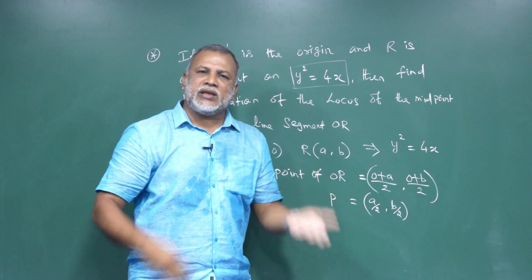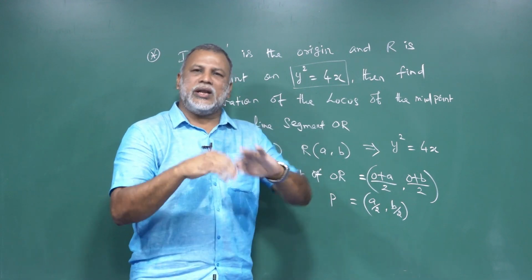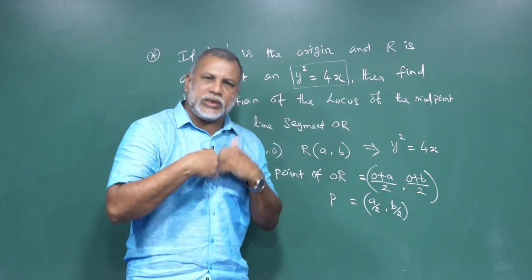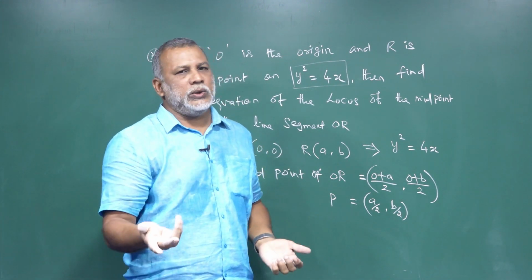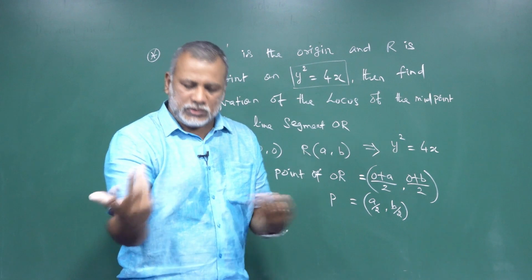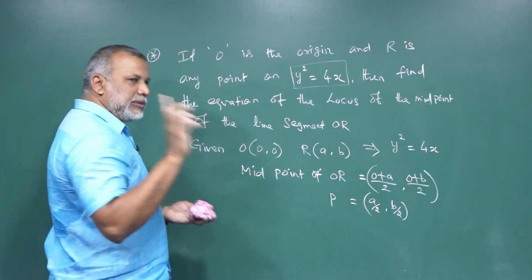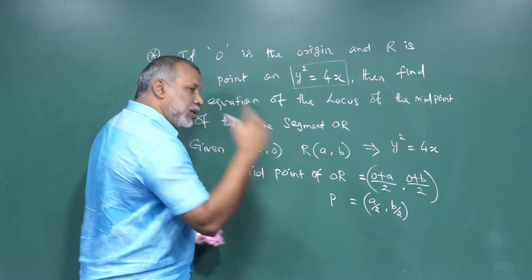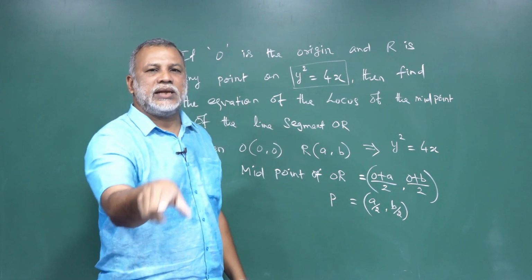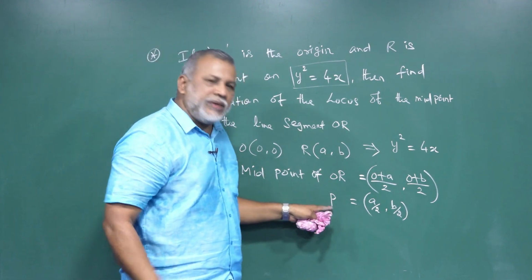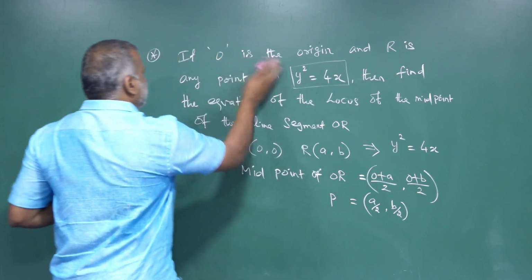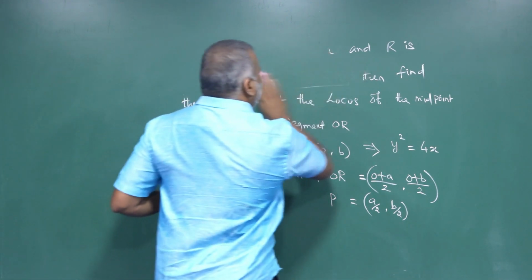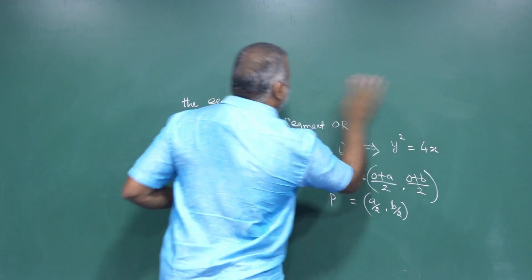In the previous question, we gave another name, R. Here O and R are already used, so I can give the name P. In the previous question, P and Q were already used, so I gave the name R. You can give any naming, but the process is the same. In the previous question R was x1, y1. In the same way, here I am considering P as x1, y1.